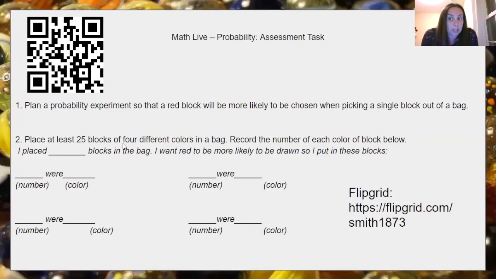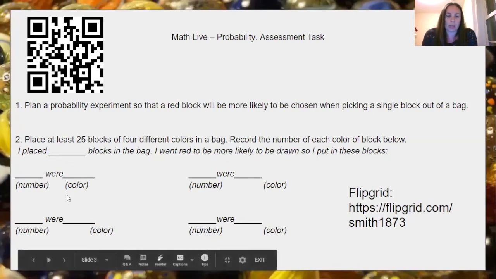And if you don't have blocks, whatever you're using as a substitute is fine, of 4 different colors in a bag. Record the number of each color of block below. I place blank blocks in the bag. I want red to be more likely to be drawn, so I put in these blocks. So which blocks did you put into your bag? How many and what color?